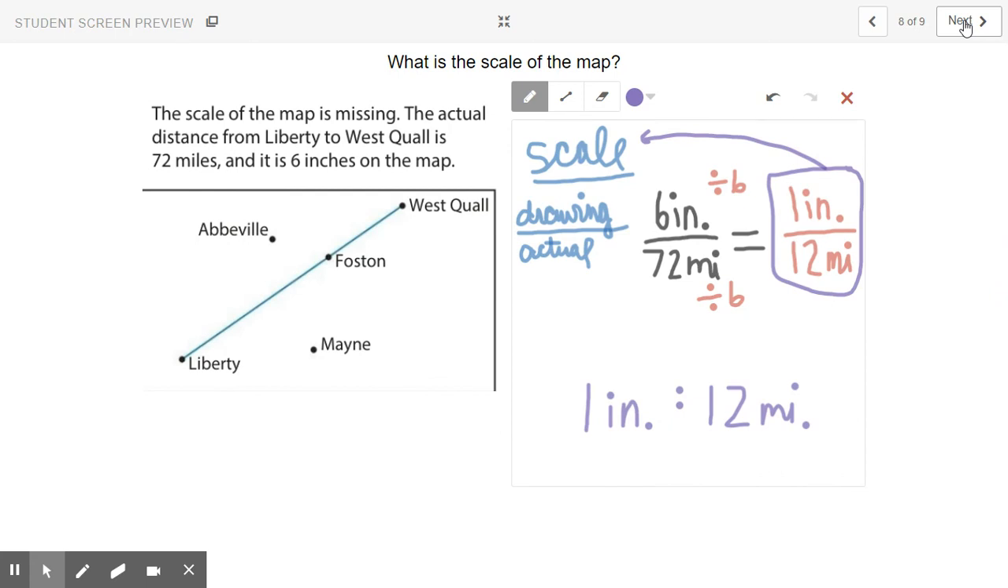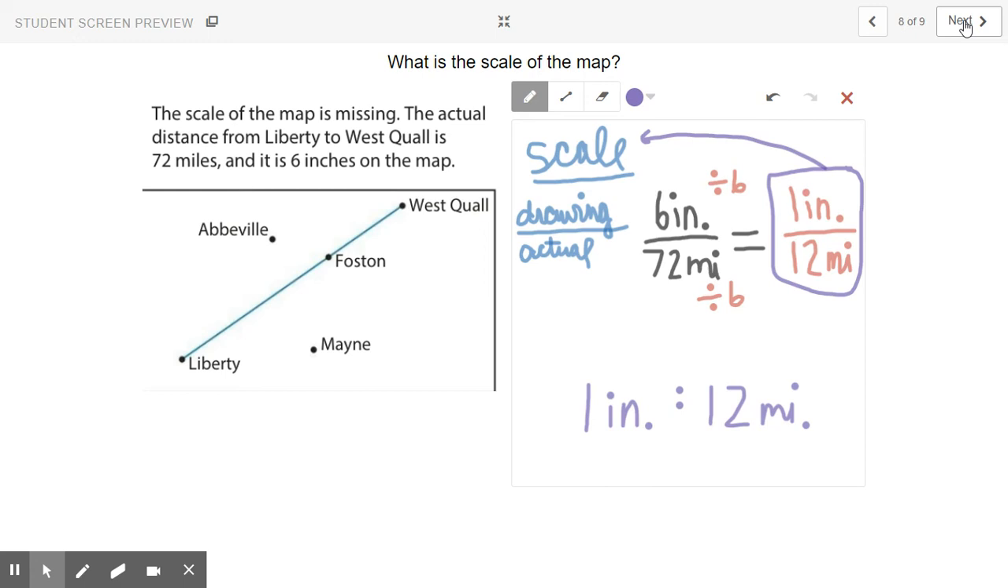Here, we're missing the scale of the map. All we know is that the actual distance between the two towns is 72 miles, and on the map, it's 6 inches. So to set up what a scale looks like, it's drawing over actual. So we put 6 inches on top, that's the drawing, over the actual, which is 72 miles.